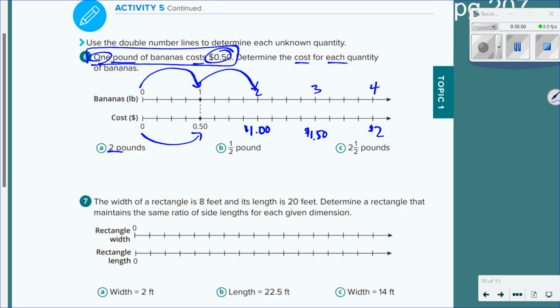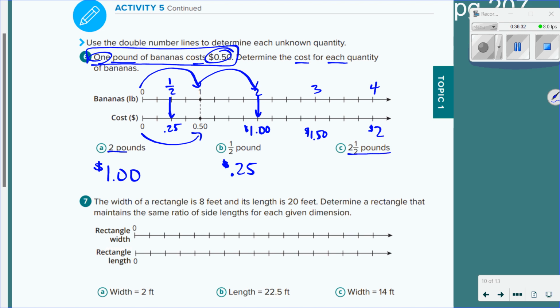Our first one should be super easy because at 2 pounds, I literally just go down at that same interval. What is my cost? $1. Here's where a double number line works out well because a half pound is halfway between 0 and 1, yes? So now I know I'm going down. I need the interval directly between 0 and 50 cents, which would be 25 cents. Can everyone see how that works? Yes.